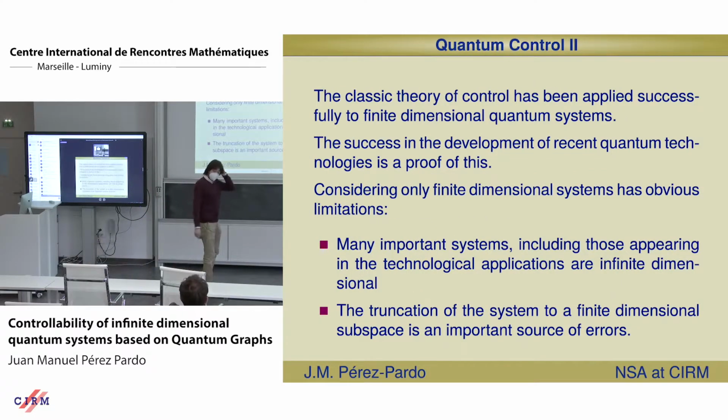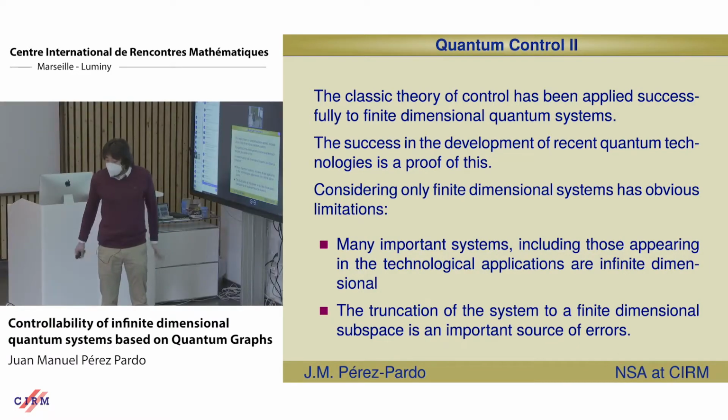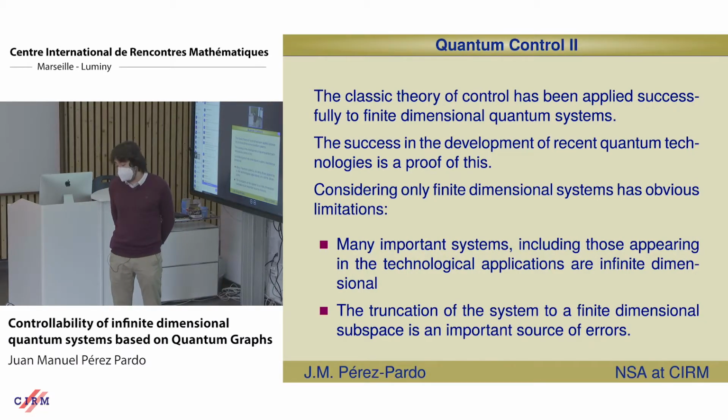Now, at the finite dimensional level in quantum control, the classic theory of control has been applied successfully. Classically means that they essentially solve ordinary differential equations, so it's always for finite dimensional quantum systems. And a proof of the success of these techniques is that the development of the recent quantum technologies has also been very successful. Last year, for instance, Google showed that they have built their quantum computer and they ran some benchmark with it. So this is very real. All that has been done using the classical theory of control, so it's finite dimensional.